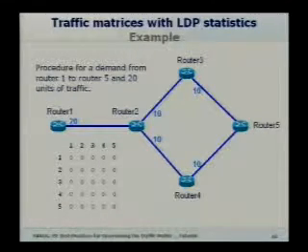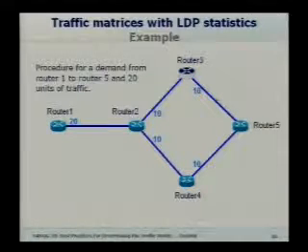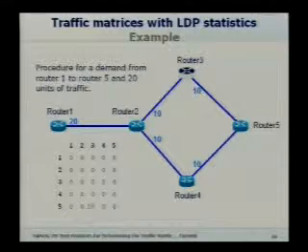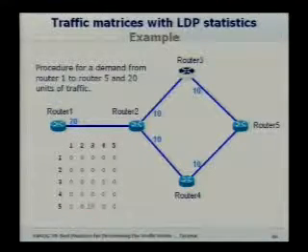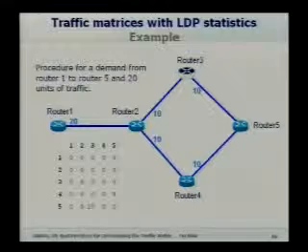We want to create a traffic matrix, so if we're done, there should be 20 in the column from 1 to 5. So let's see what happens. We actually start at router 3, and at router 3 we see 10 units of traffic because of the load balancing. So the traffic actually at router 2 has split over the two paths.